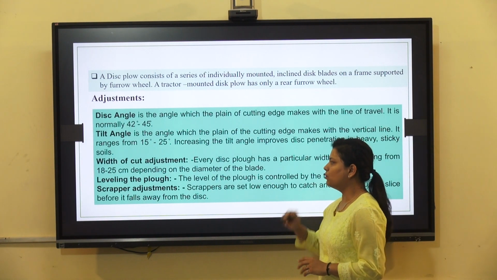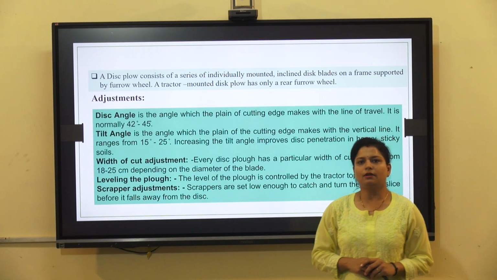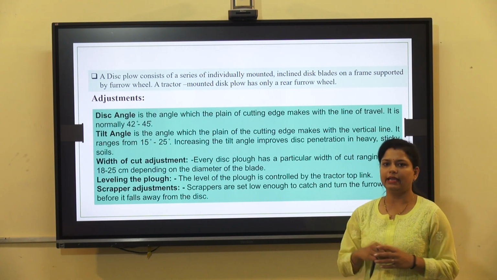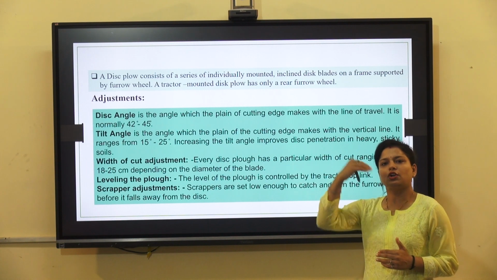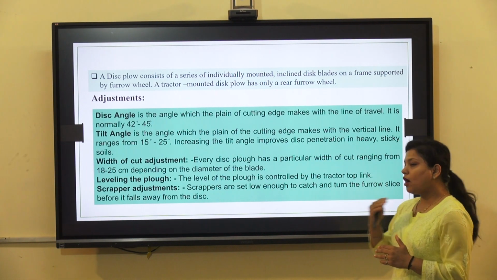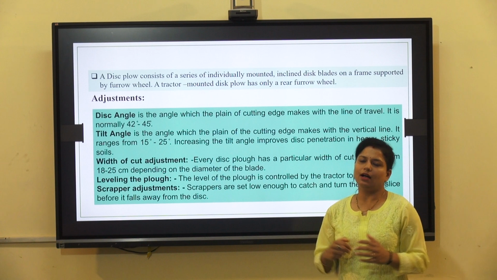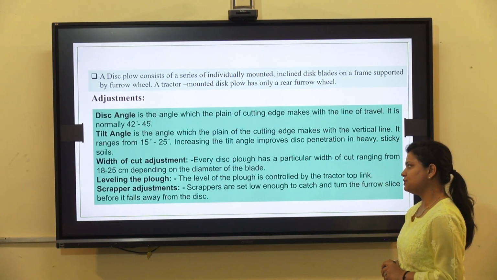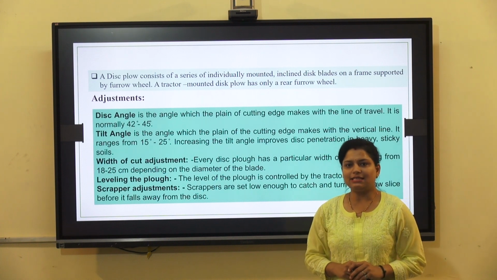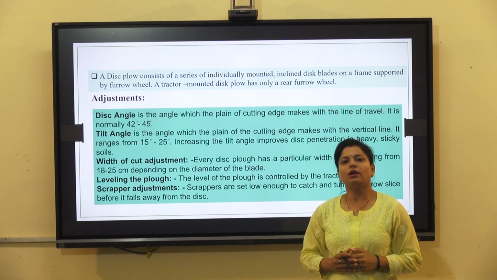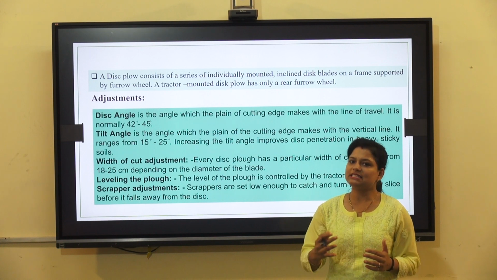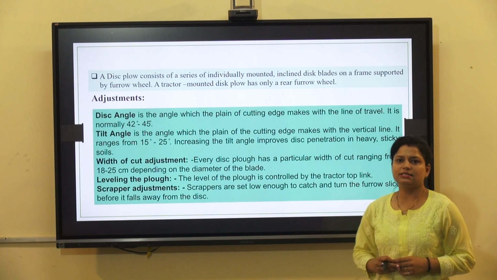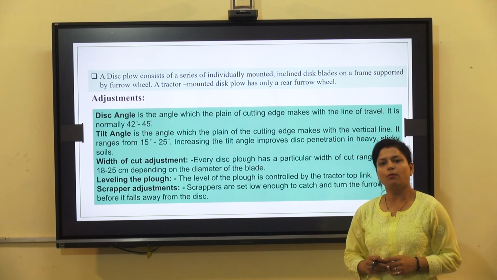Leveling of the plow. Yes, this is a very important term because we attach our implement with a 3-point linkage. So for the leveling, the top link of the tractor levels our implement. Lastly, scraper adjustment. The scraper is attached to the plow for removing soil which gets stuck at the time of operation. So the scraper can be adjusted with the help of bolts and nuts.